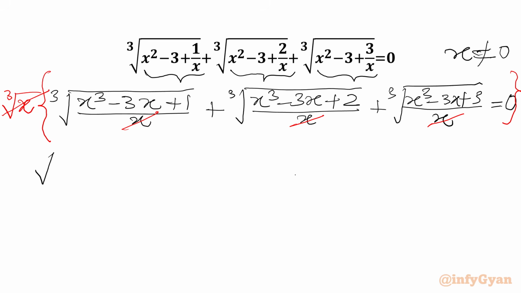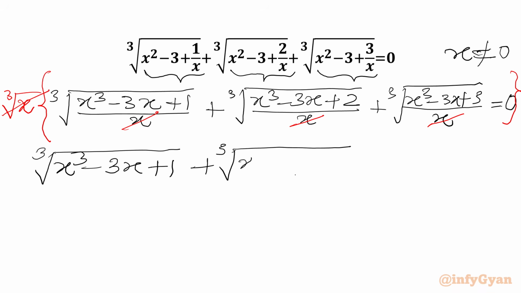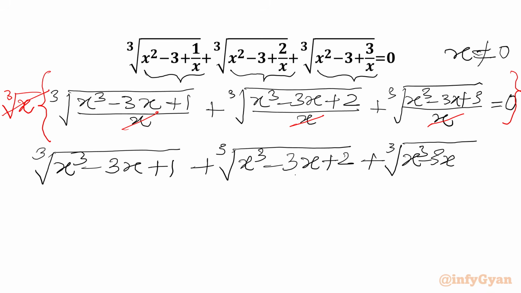So we will write our equation: cube root of x cube minus 3x plus 1, plus cube root of x cube minus 3x plus 2, plus cube root of x cube minus 3x plus 3 equal to 0.